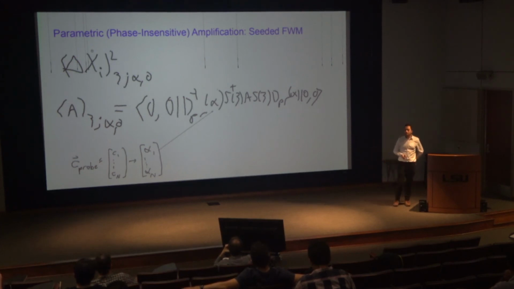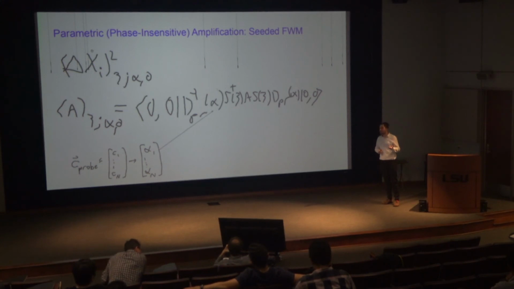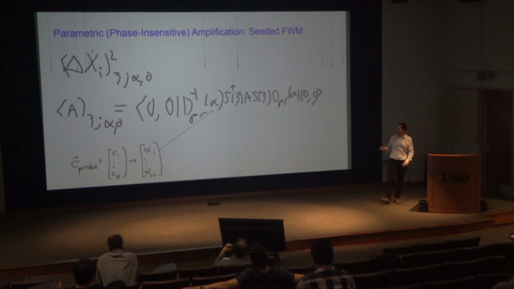Yeah, that's right. And squeezing, if you're not familiar, is like this: the easiest example is momentum and position. The more you know about the momentum, the less you know about the position, so you are squeezing the noise. And for light, for example, the more you know about the amplitude, the less you know about the phase.